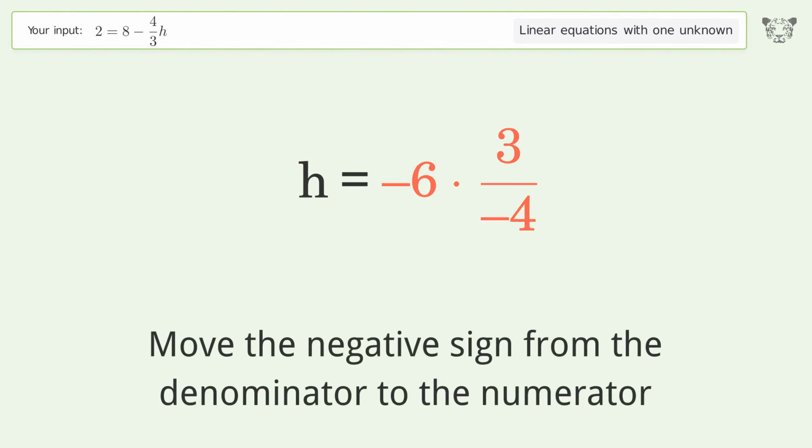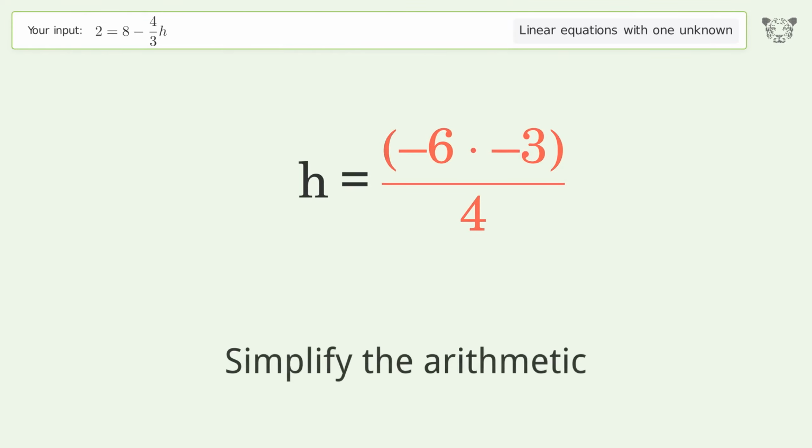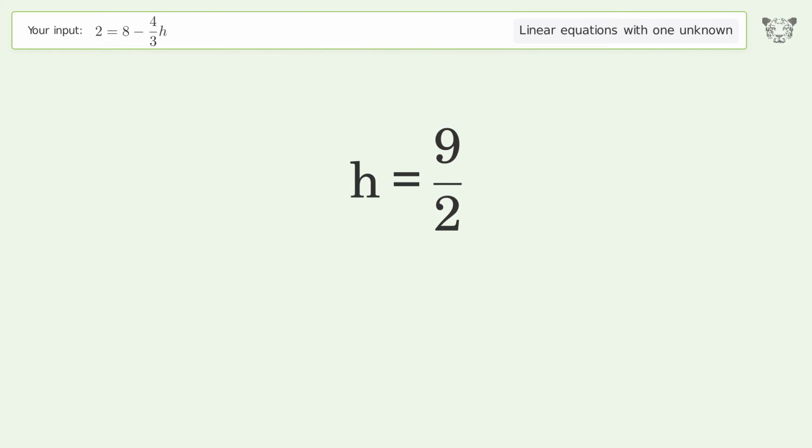Move the negative sign from the denominator to the numerator. Multiply the fractions. Simplify the arithmetic. And so the final result is h equals 9/2.